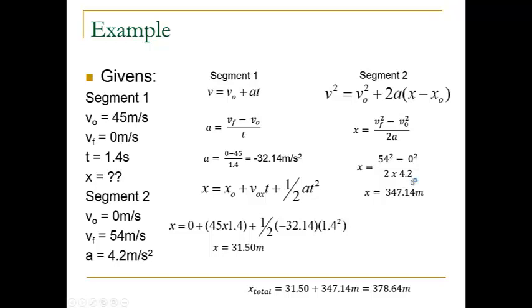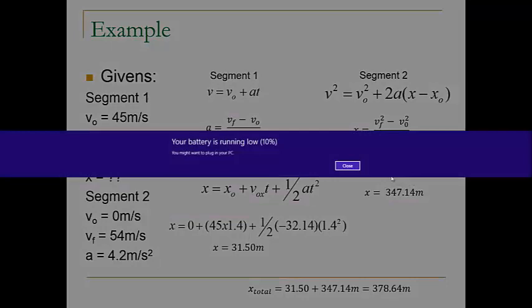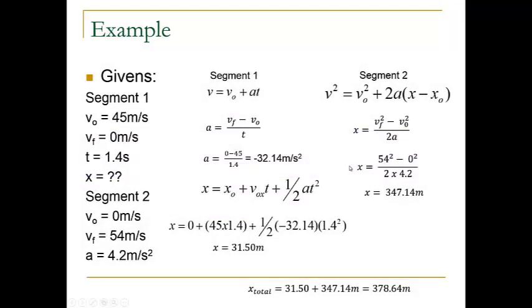Be careful with your parentheses to make sure you get the right answer. If you type in 54 squared divided by 2 times 4.2, you will get the wrong answer. Unless you use parentheses, you will get 6,123 instead. Sorry, my battery's running low, but I'm almost done, so it's okay. And then add your two distances together.